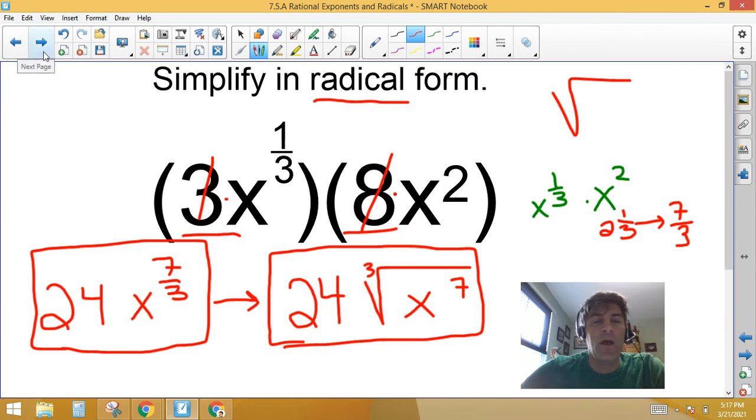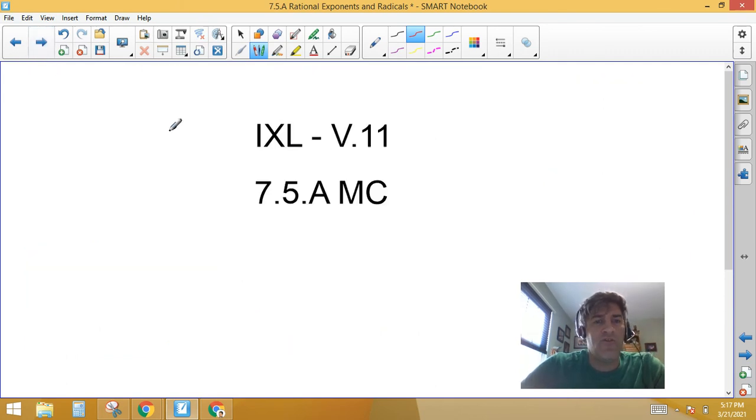Like I said, I know that was lengthy. It is new. I want to make sure you understand it. You can try this IXL for practice, and then you're master.